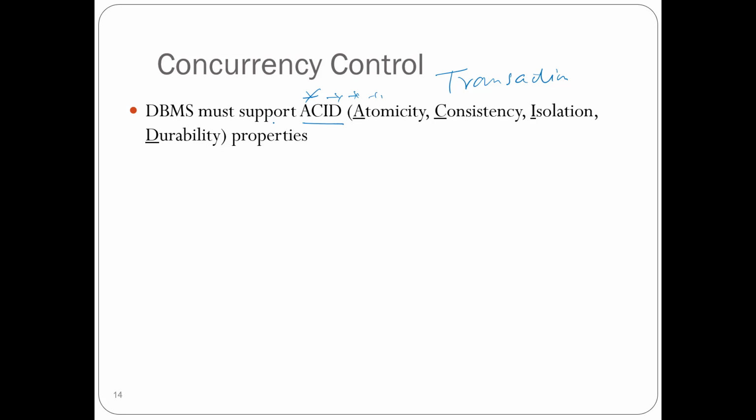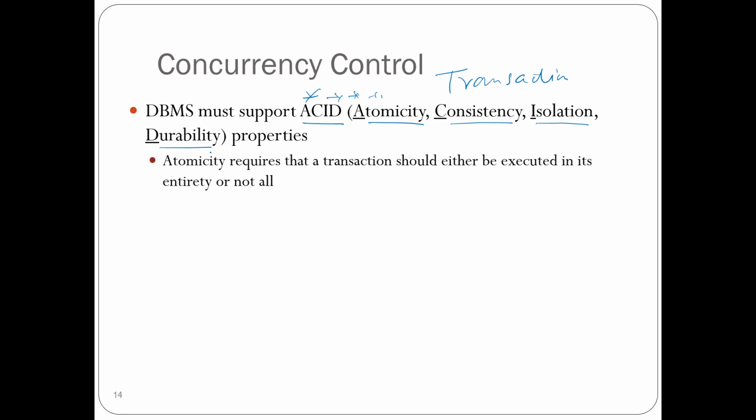All right, what is this ACID? Here A stands for atomicity, C stands for consistency, I is for isolation, and D is for durability. So a transaction for us is going to be a program which should satisfy these requirements, these ACID properties: atomicity, consistency, isolation, and durability. So what is atomicity? Atomicity requires that a transaction should either be executed in its entirety or not at all. That's atomic.